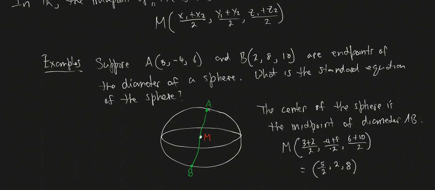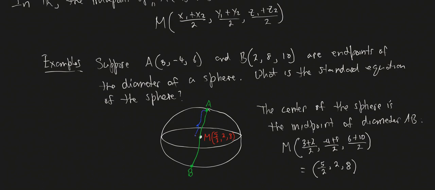So I now know where this sphere is centered. So I have one of the two things that I need. The other thing that I need, in fact, let me go ahead and write this in. So this is our 5 halves, 2, and 8, and that's that specific point. The other thing that we need is the radius.